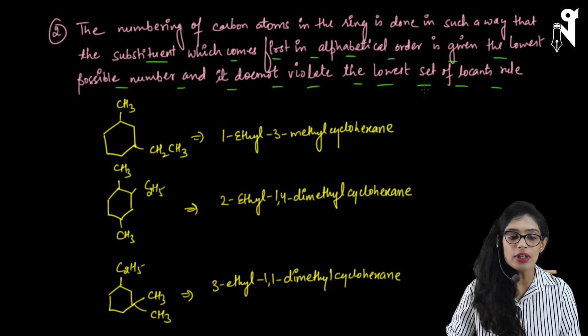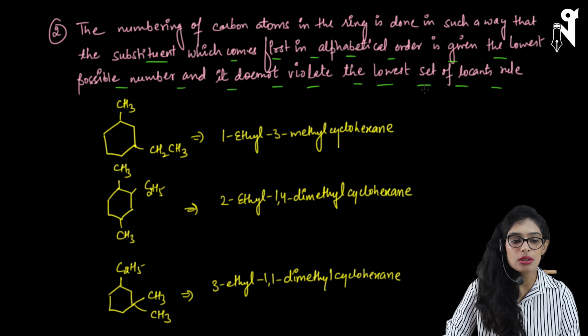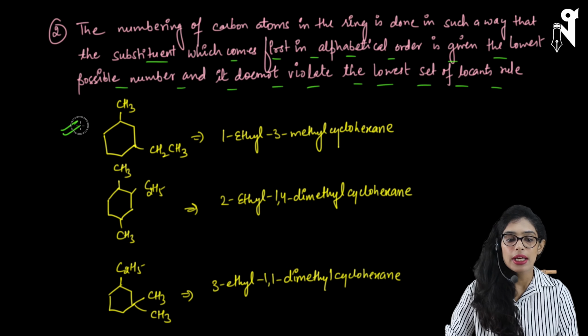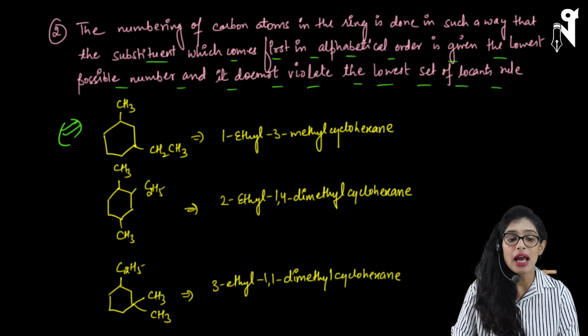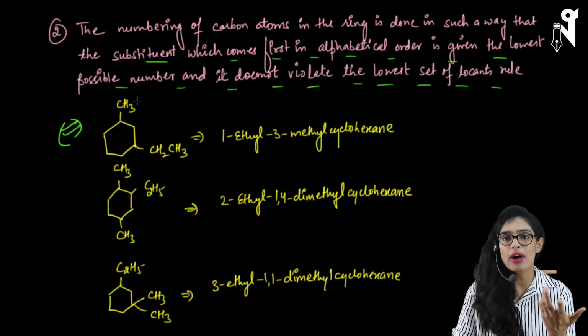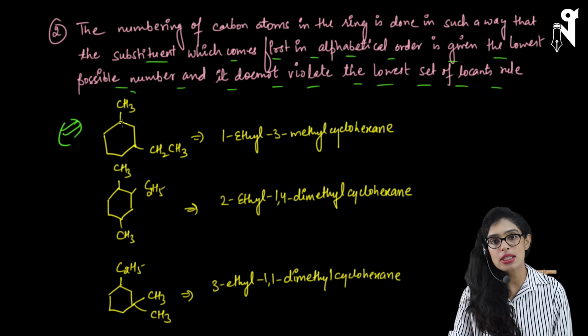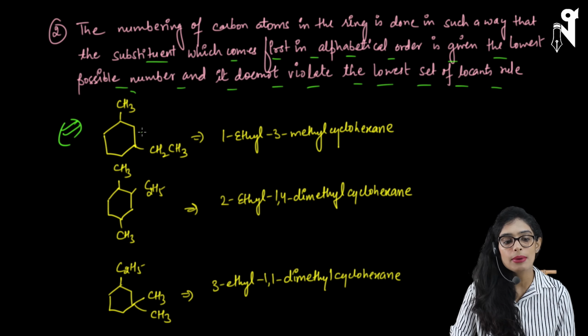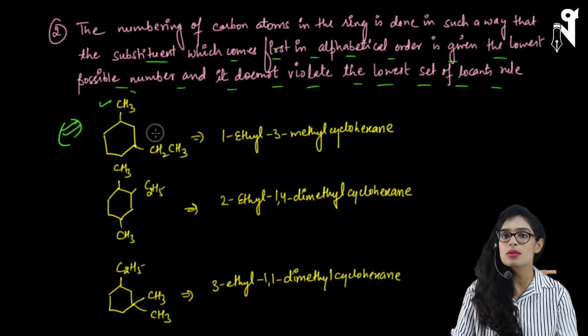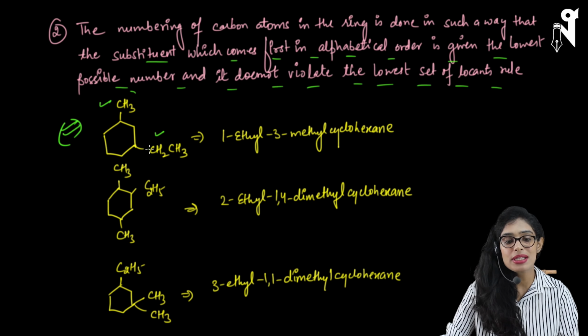For example, if I talk about this particular compound, in this compound we have a cyclic ring and I have two branches over here. Why am I calling them branches? Because it is clearly visible that the cyclic ring is made up of 6 carbons and the branches have only 1 carbon and 2 carbons. So these are going to act as branches. My main chain name will be cyclohexane. There is no doubt about it.